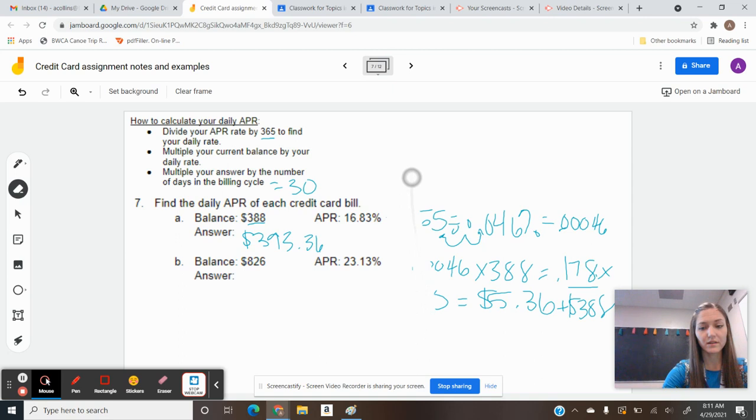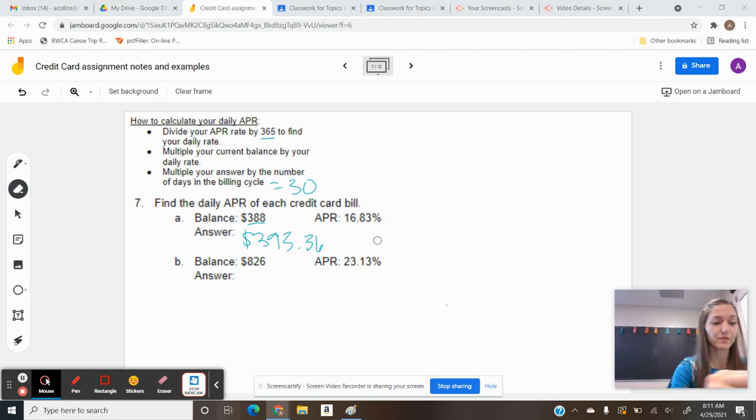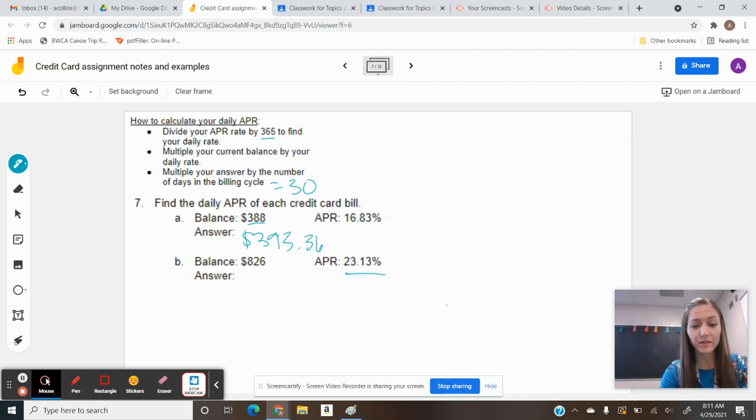All right. We're going to do the same thing, except with different numbers for 7B. That way you get those free answers and you feel a little bit more confident on doing the rest by yourself. Okay, so taking that APR, dividing it by 365 because there are 365 days in a year, 23.13 divided by 365. And I am being charged 0.063% per day in that billing cycle just to use my card.